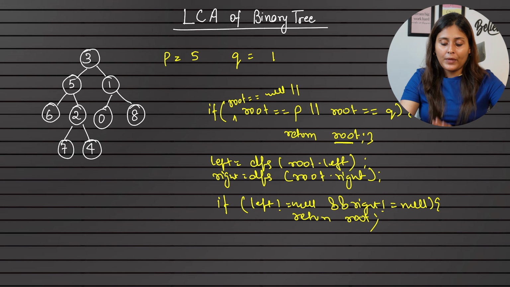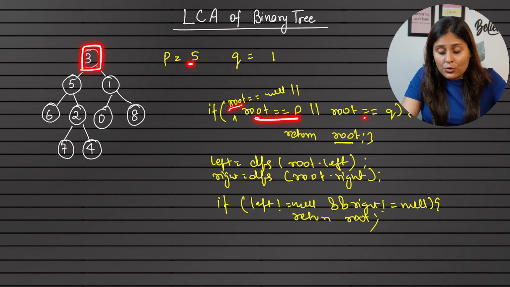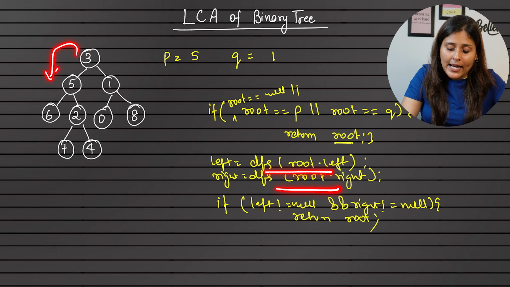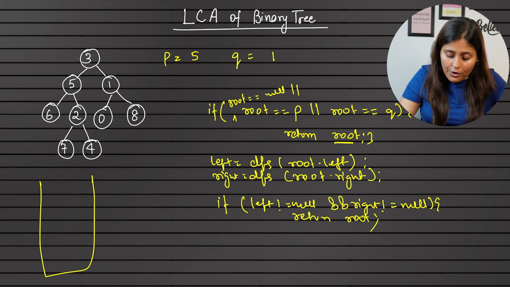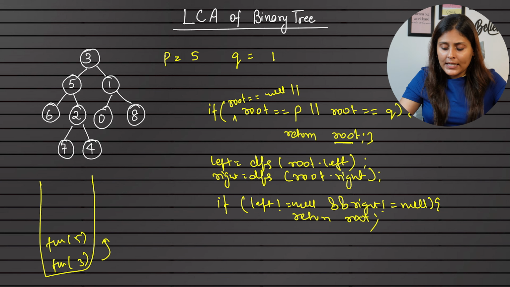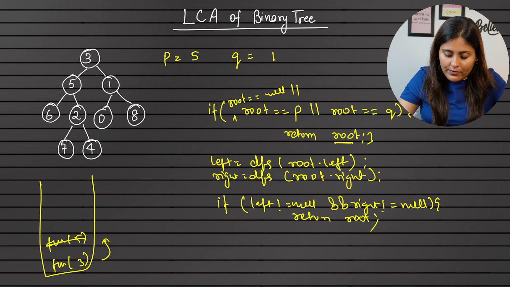Very simple. Now at the start we'll check, is root null? No. Is root matching with P, 5? No. Is root matching with Q, 1? No. So now we'll go towards the left side and the right side. First we'll go towards the left side. Here now this has become the root. So in the call stack, first is the function for 3, now we'll go towards the left side, so the function for 5. Now for function 5, 5 is the root. It will check, is 5 null? No. Is 5 matching with P, 5? Yes. So return 5, root. So this function will get removed from the call stack and for its left side, we'll get 5. Now we'll go towards the right call.